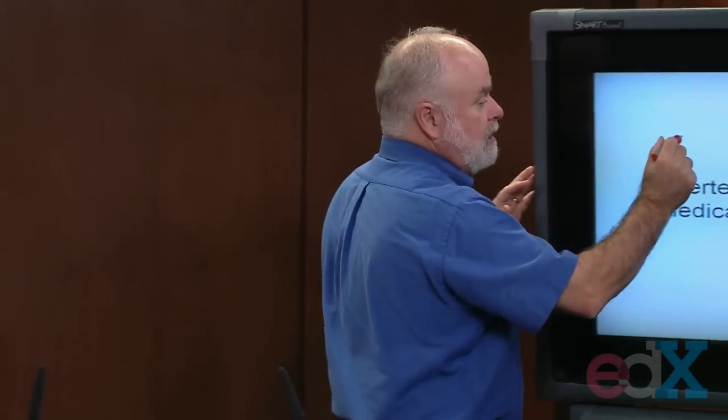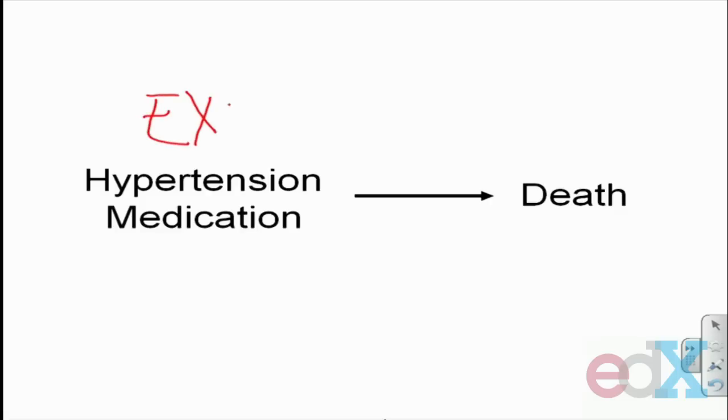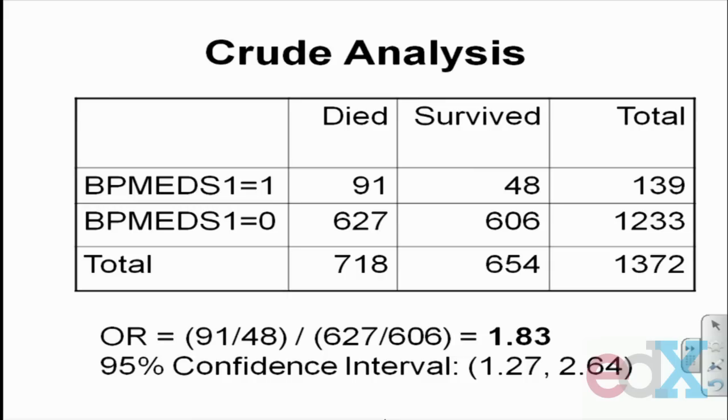So as a first analysis, let's just look at the crude relationship between hypertension medication, that's our exposure, and outcome of interest, which is mortality after 24 years of follow-up. I want to measure the crude association, the unadjusted association. And the easiest way to do that is by a 2x2 table. So here's what you would get in your data set. First of all, if you limit it to just people who had been diagnosed with hypertension before they came into their 1956 examination, there were 1,372 such people.